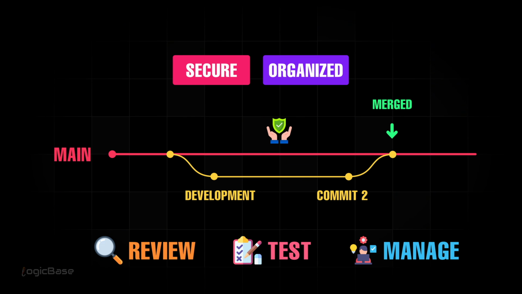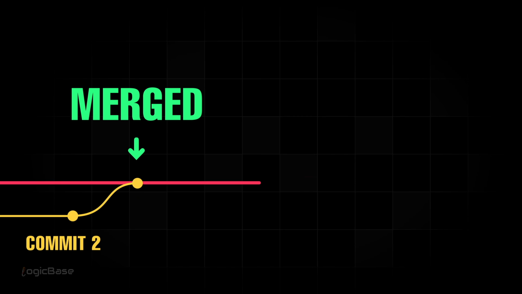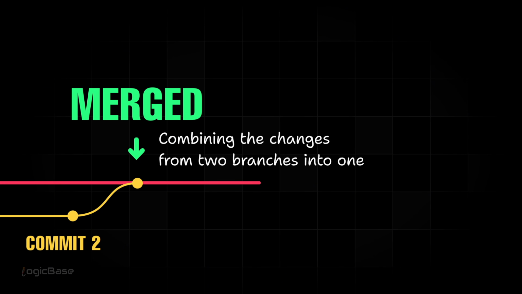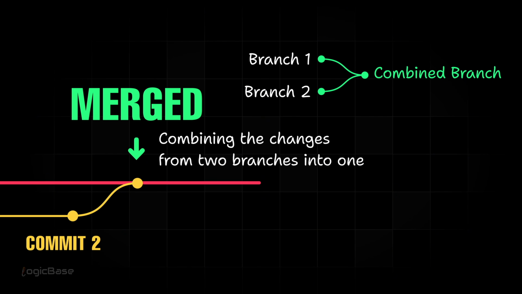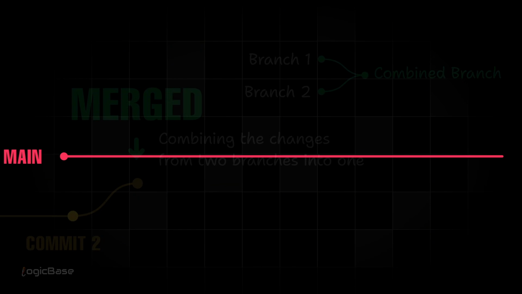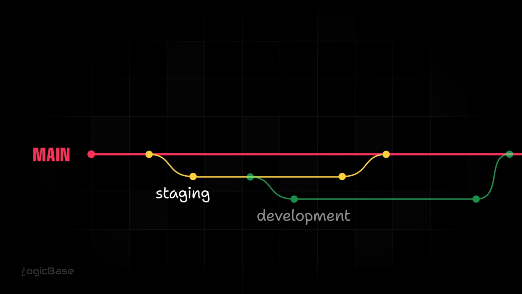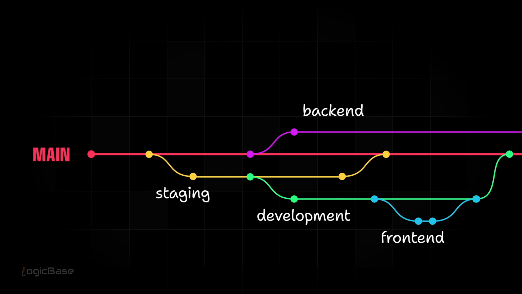Now, since I have already mentioned the word merge, let's understand what it really means. Merge simply means combining the changes from 2 branches into one. It's an important concept for understanding how branches work. In Git, you can create multiple branches, like staging, development, front-end, or back-end, and work on each of them separately. Once all the changes are finalized and tested, they are merged back into the main branch.